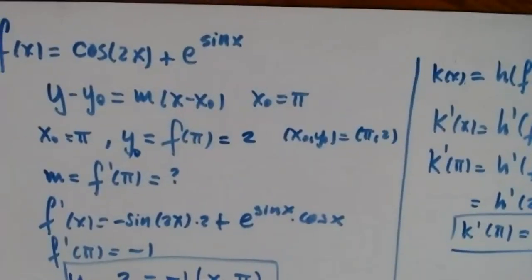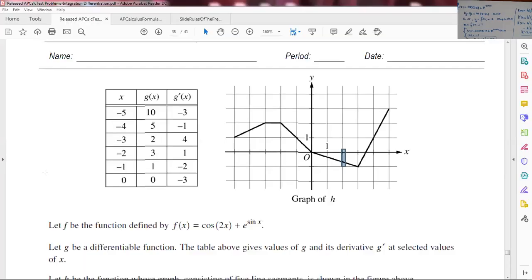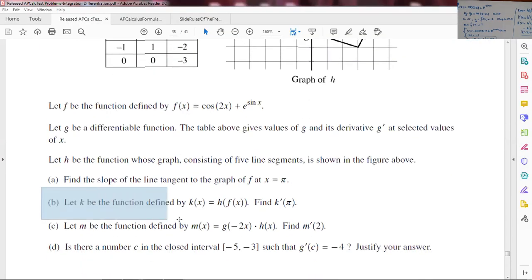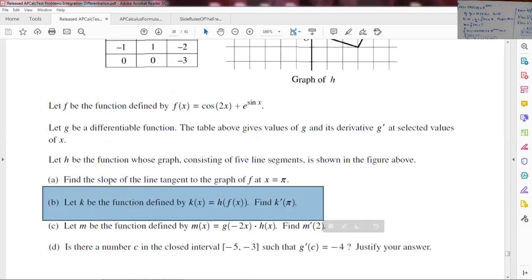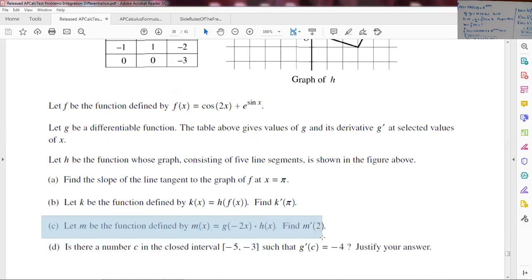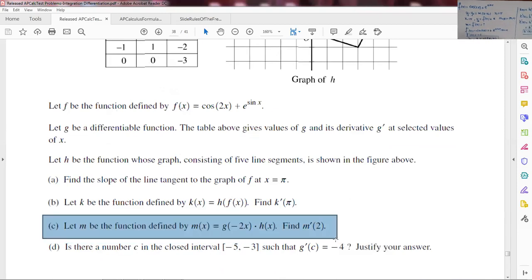Now let's try the next question. The next question was, let M be a function defined by m of x equals g of negative 2x times h of x, correct? Just get another board, all right? And we have to find m prime of 2.